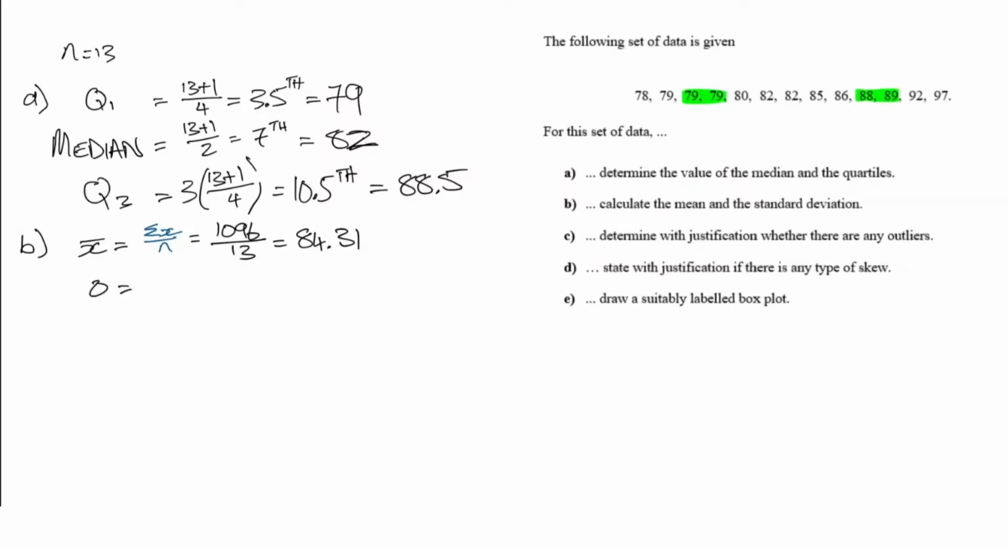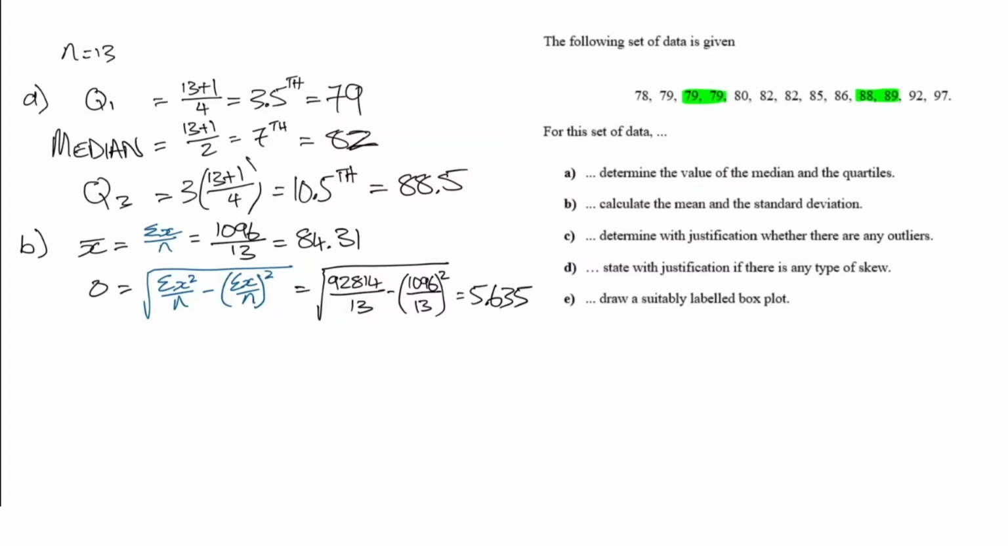We'll do the same thing for the standard deviation. Make sure you know the formula, sum of x squared over n minus the sum of x over n squared. And all of these values are on that calculator summary screen. We'll just substitute them in. 92,814 over 13, and we'll subtract our mean squared. Okay, that gives us a standard deviation of 5.635.